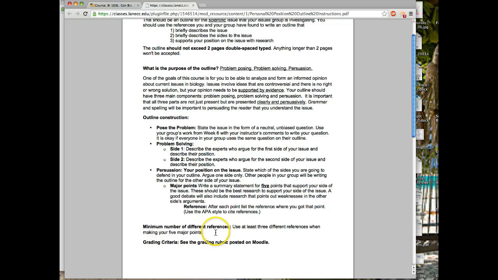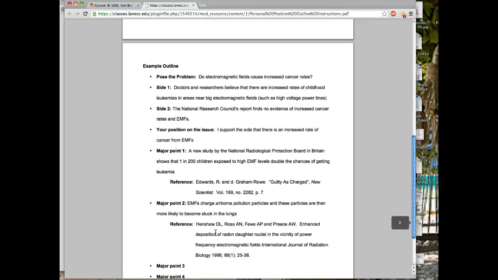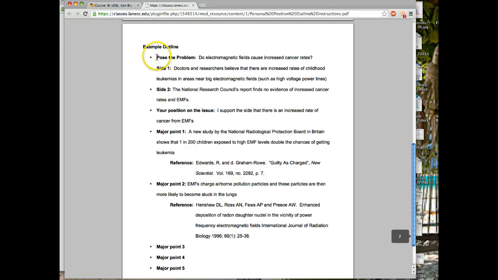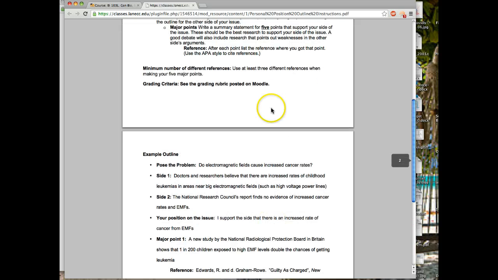You need to use a minimum of 3 different references so that you spread out your sources where you're getting things. I put an example on here, and if you put these bold words in here, this will actually really help me grade. So go ahead and just use something very, very much like this to do your 5 major points of argument. And make sure you have a reference for each one listed after it. You notice here that I said, like a good debate, you should be including references or major points that support your side, but you can also put in weaknesses for the other side's argument.